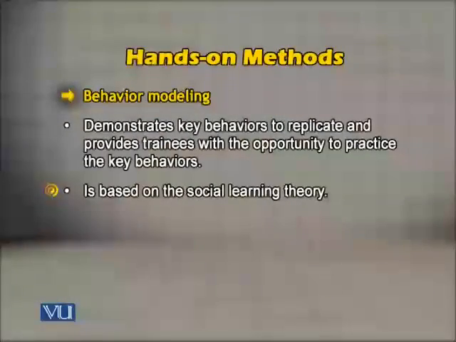So behavior modeling is a kind of training which is based on the social learning theory. If you remember what we studied in social learning theory, we talked about how learning takes place in social learning. Learning takes place by observing others. Learning takes place when people see other people behaving in a certain manner, when people see other people doing certain things.